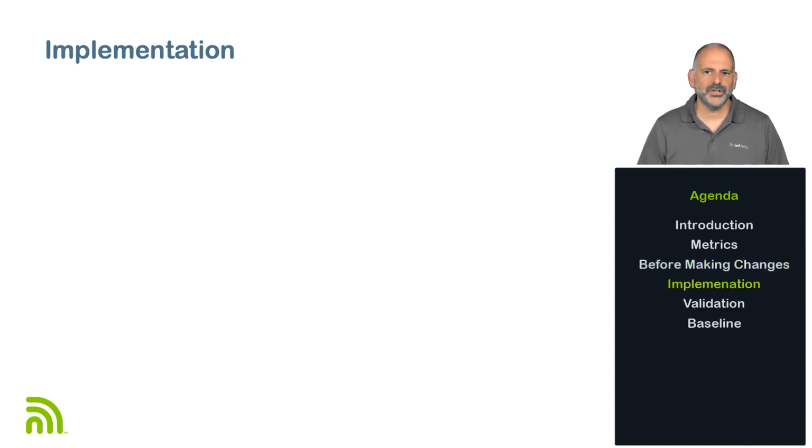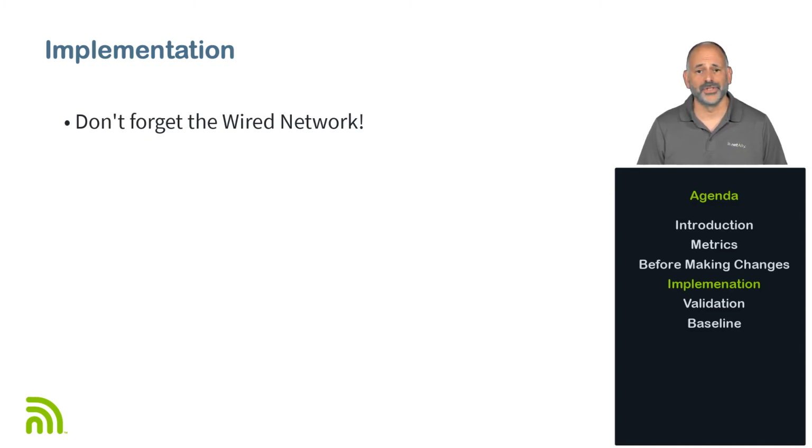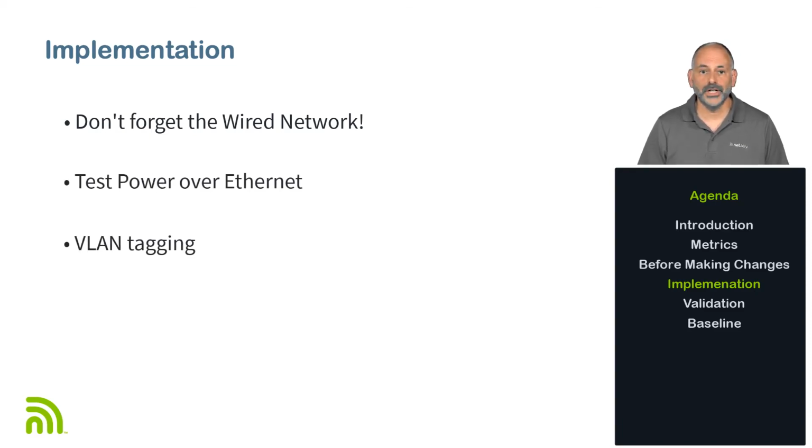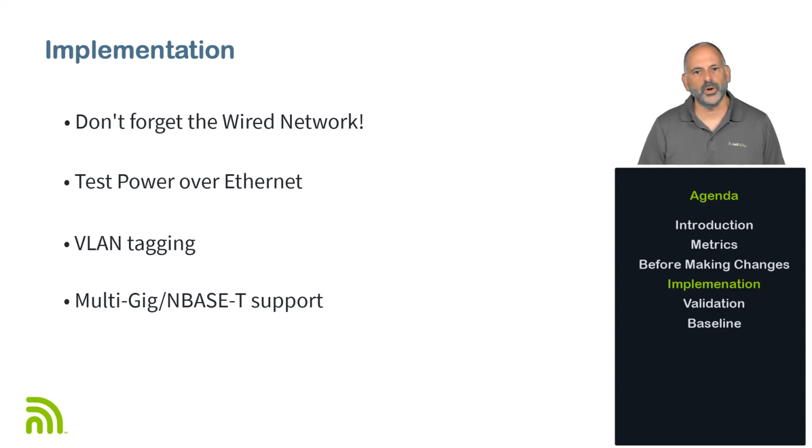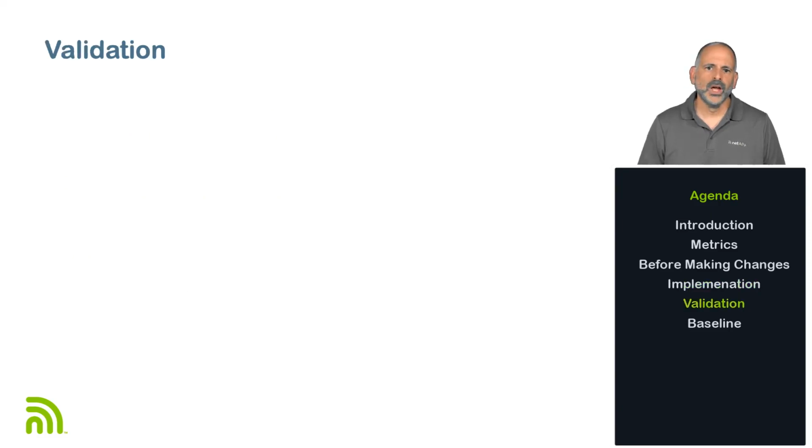During the implementation phase, validating the wired infrastructure is just as important, if not more so, than the wireless infrastructure. With many APs relying on PoE for power, specific VLANs for proper configuration and routing, and multi-gig links for higher bandwidth, it's essential that these aspects are also validated during installation, especially if new cabling has been installed to support the required changes.